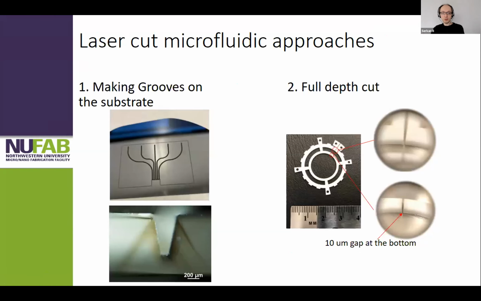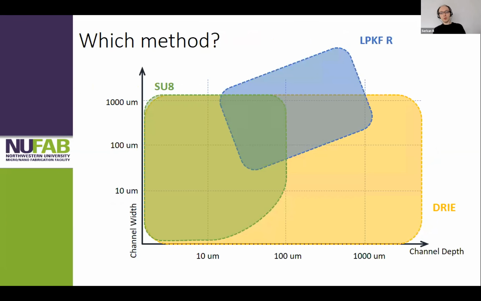All right, so we introduced three different methods: using SU8, using DRIE to make the molds, or using the laser cut. But you should know when to choose which one. Personally, I don't like to use SU8 at all, but SU8 is very effective in this region. On the bottom axis you have your channel depth and channel width on the vertical axis. If you have small features, small channel widths and channel depths, SU8 is still very good and useful, and it's easy to work with around this region.